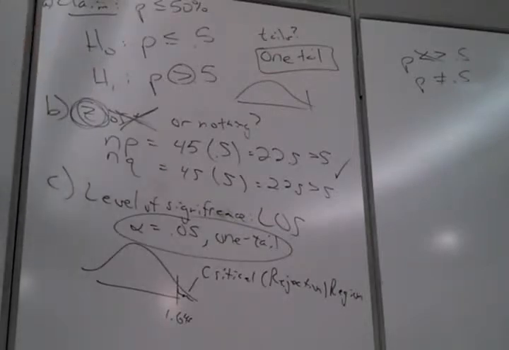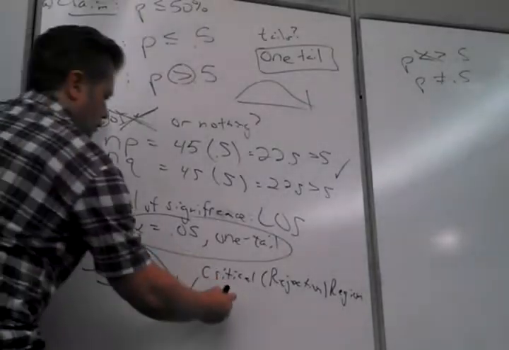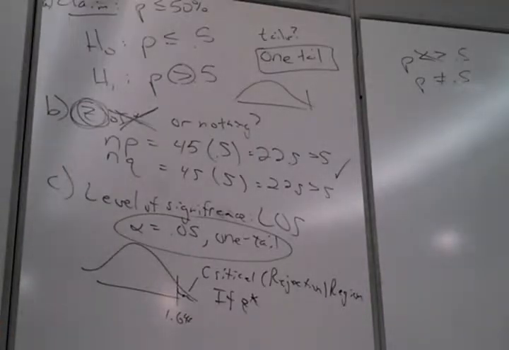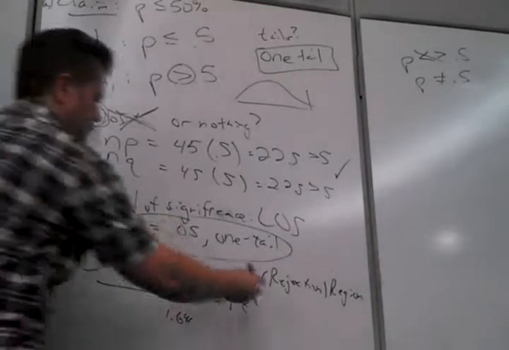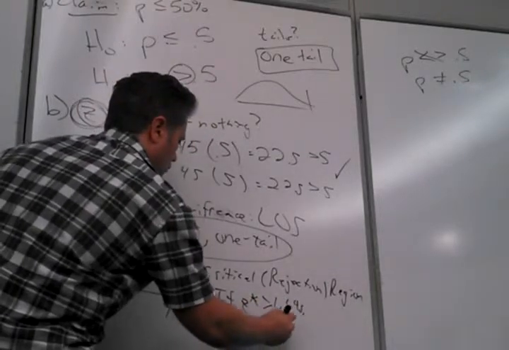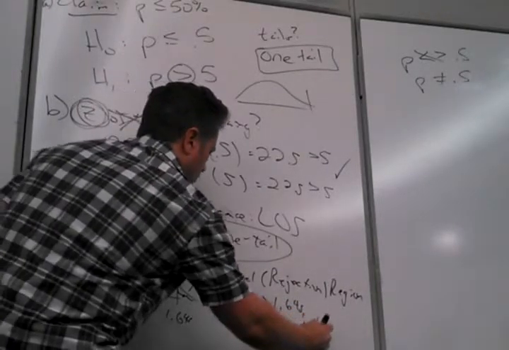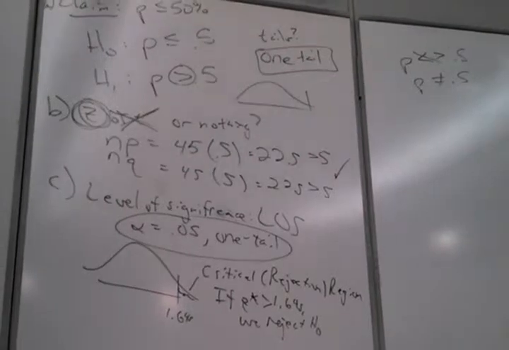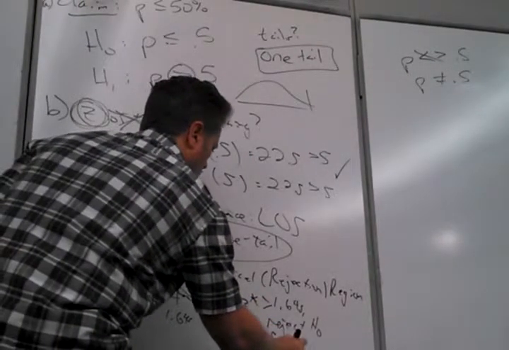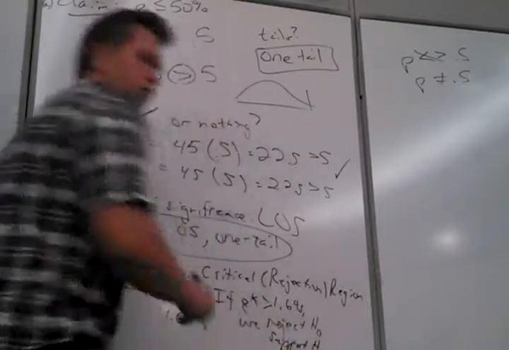So how do I say that in words? If Z star is greater than 1.645, we can do what? Reject H0, which means at the same time we support H1.